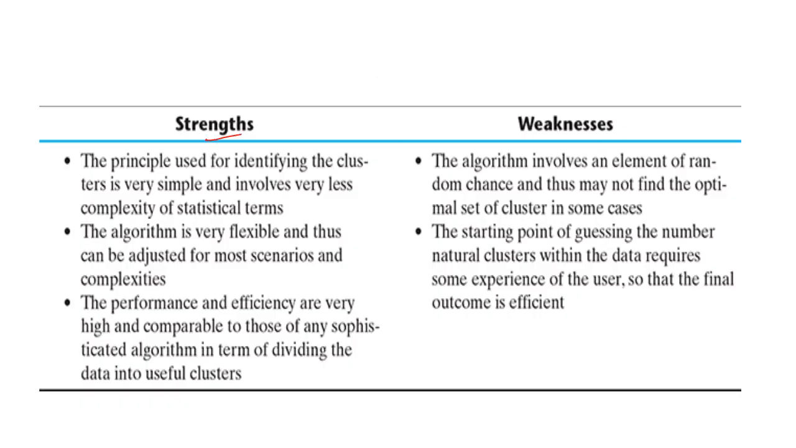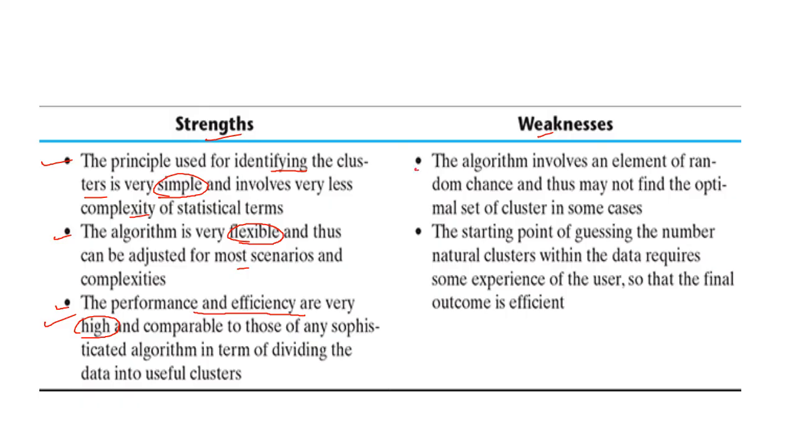Next, let us see the strengths and weaknesses of the K-means algorithm. First is strength. The main use of the K-means algorithm is to identify the clusters, and it is very simple with very low complexity. Second, the algorithm is very flexible and can be adjusted for most scenarios, and the performance and efficiency are very high. So these are the strengths.